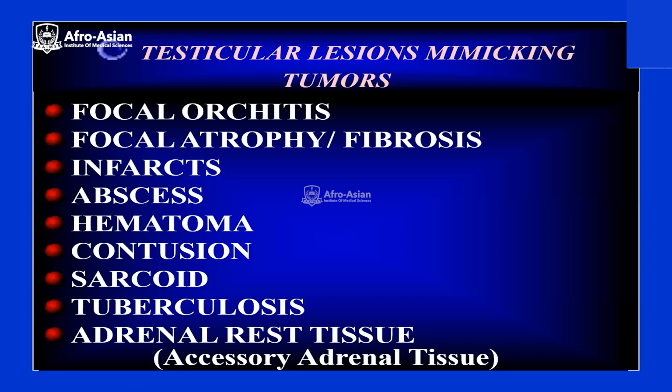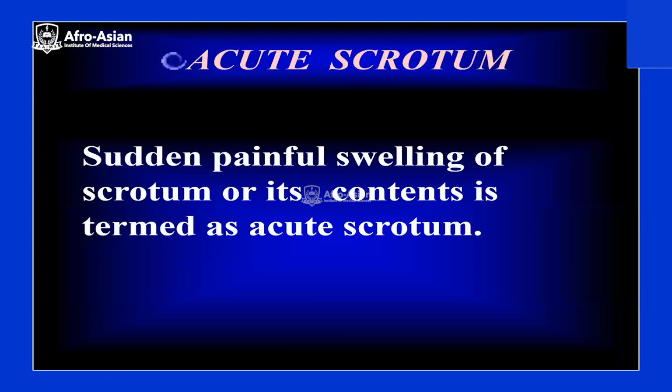We can have some testicular lesions which mimic tumors, like focal orchitis. Inflammation is orchitis, so if it is focal, it looks like a mass, or it can be misinterpreted as metastasis. Others are focal atrophy, fibrosis, infarcts, abscess, hematomas, contusions, sarcoid, tuberculosis, adrenal rest tissue, and accessory adrenal tissues.